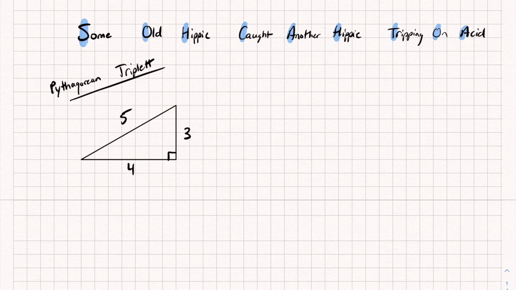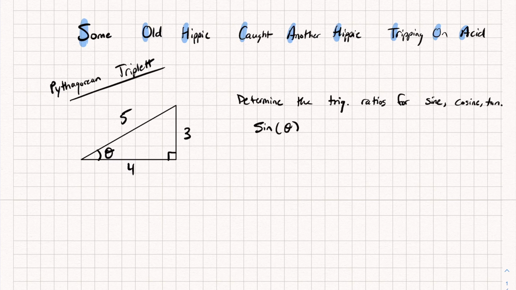And so what a problem would look like is I would say, okay, given this right triangle and given theta in the lower left, determine the trig ratios for sine, cosine, and tangent. And so we would go through and say, okay, well, sine of my angle, what is cosine of my angle, and what is tangent of my angle. And we can use SOHCAHTOA, we can use the Some Old Hippie. However, we need to go through and do this. So I'm just going to pause for a minute. Feel free to pause the video, and then I'll continue working.